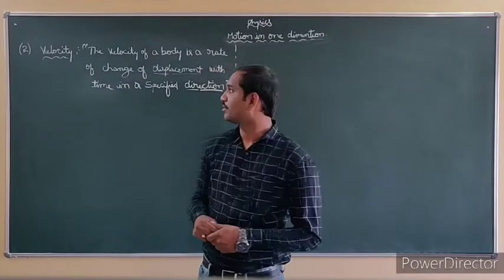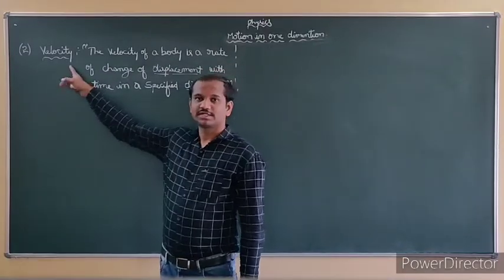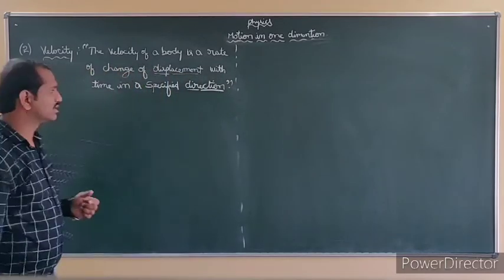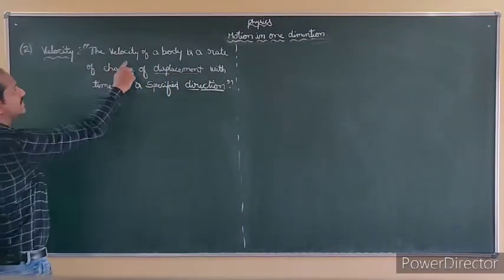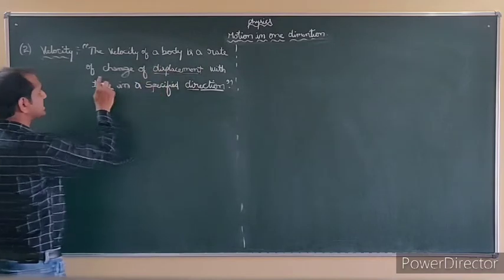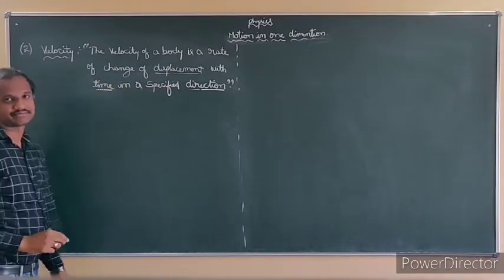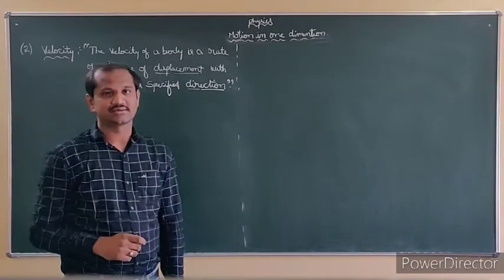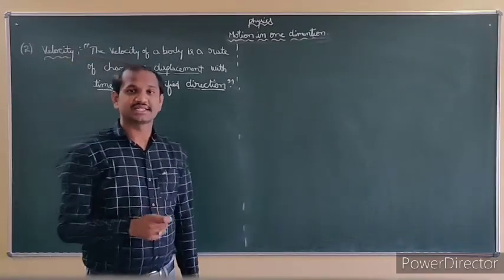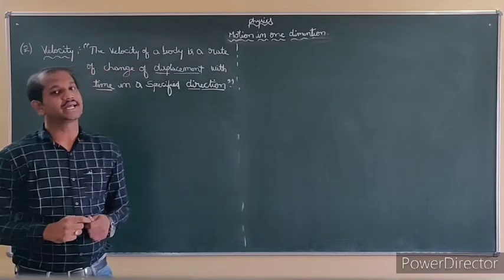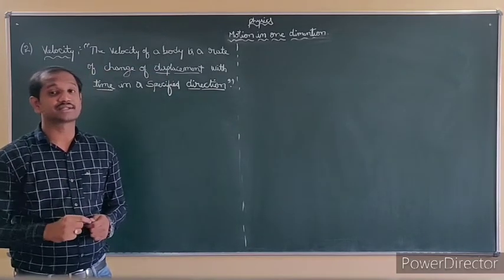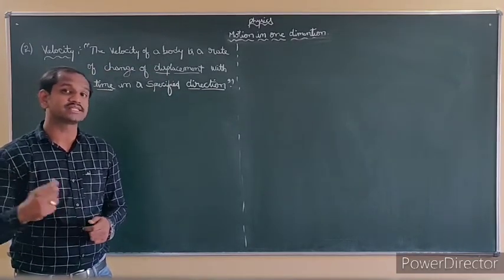The next concept we have is velocity. Now let us see the definition of what velocity is. The velocity of a body is the rate of change of displacement with time. We have seen what speed is. Speed is nothing but distance by time. The rate of change of distance with respect to time is called speed.